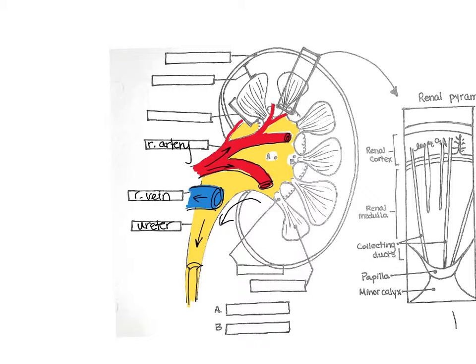So we can start with labeling the cross-section now of the kidney, and we'll start on the outside with the renal capsule, which is a thin covering that covers the whole kidney, obviously. And then between the renal capsule and the ureter, or the collecting area here, there's two major tissue areas, and they're going to be the renal cortex here on the outside, and the renal medulla on the inside.